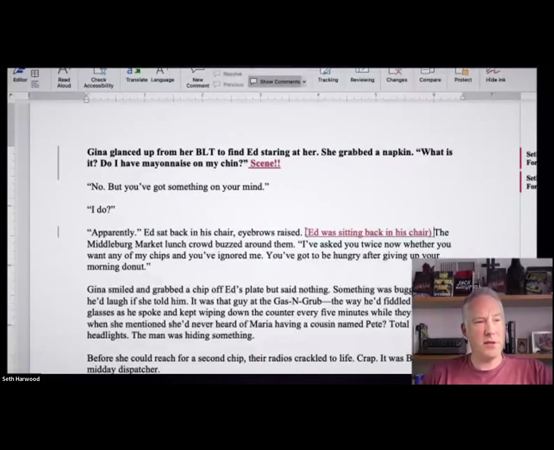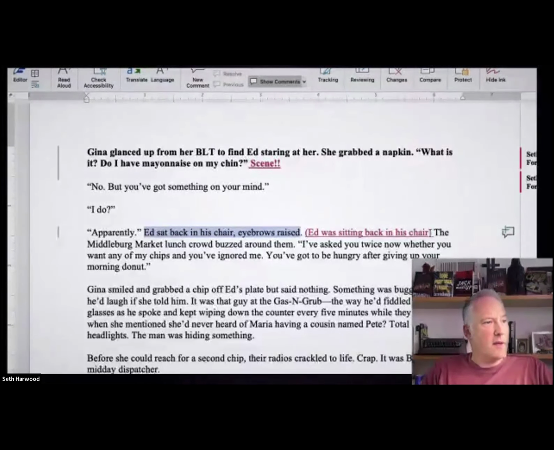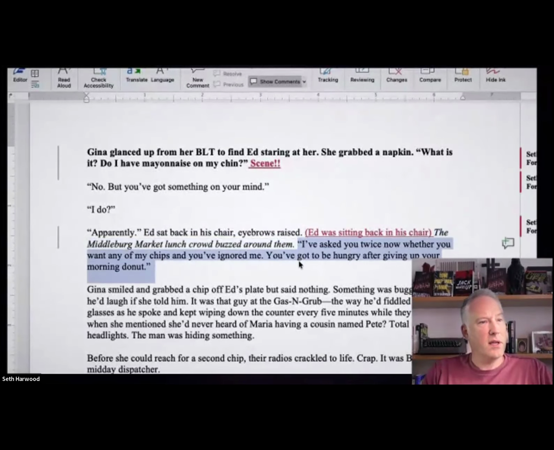Was sitting back in his chair is like multiple time units passing. "Ed sat back in his chair, eyebrows raised." It makes me feel like I'm seeing Ed sit back in his chair, and that's a moment. "The Middleburg Market lunch crowd buzzed around them." So this is back to summary. I don't know how long the buzzing is going on, but we're so close to scene that it's fine.